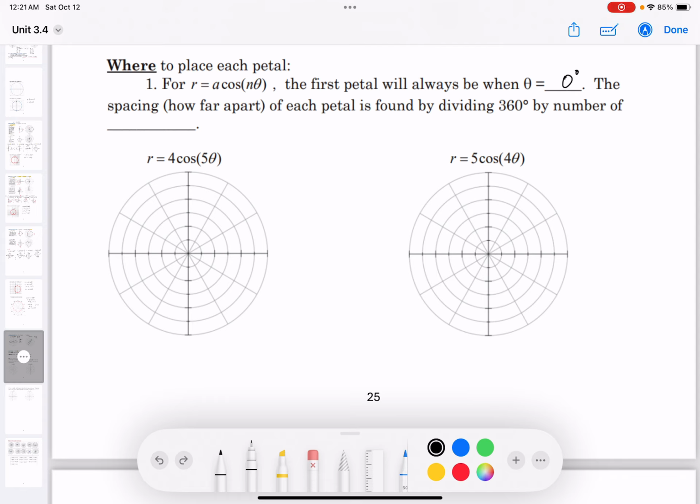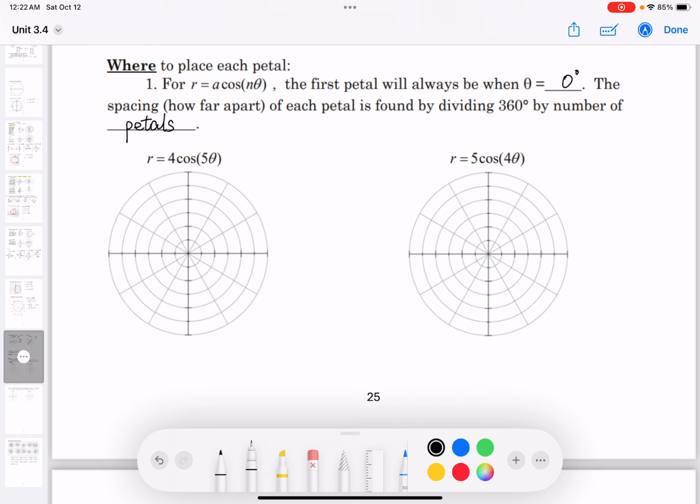The spacing, how far apart each petal is, is found by dividing 360 by the number of petals. First, we decide how many petals we have. Second, we want to find the spacing, how far apart the petals are from each other. We can use 360 degrees divided by the number of petals, and then start to find the second petal, third petal, and the rest of the petals.